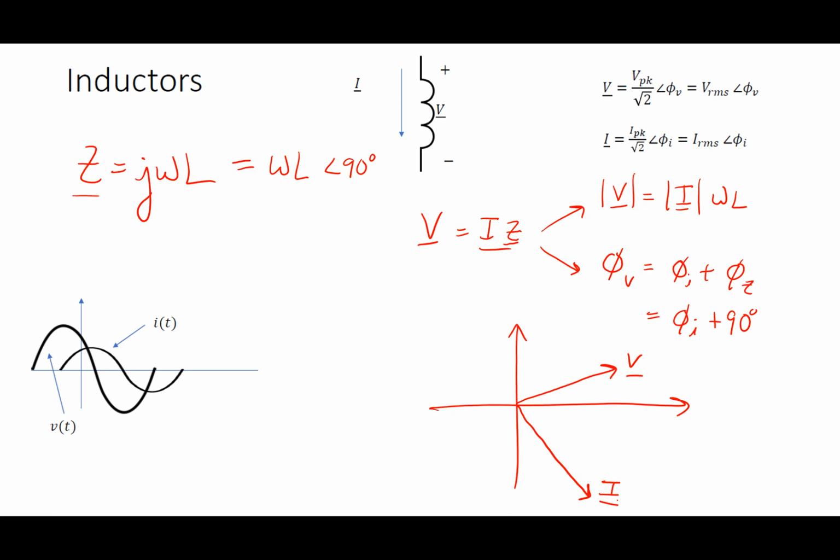Good question. If this is the voltage, the voltage is 90 degrees ahead of the current. That's what this is saying. So the current's here, and I add 90 degrees, meaning I go in the counterclockwise direction. And if I cared about it, if I wanted to draw Z, it would be over here somewhere.